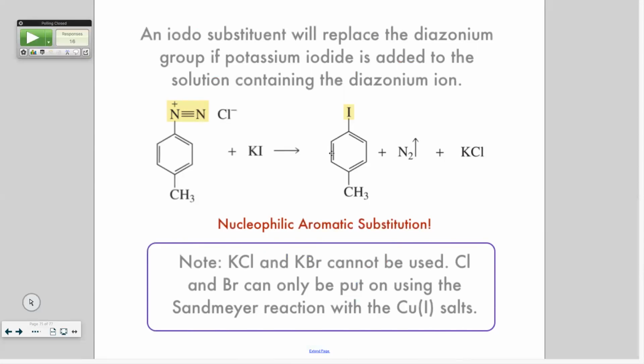Now, note that KCl and KBr can't be used. They need that copper, and they can only be put on using the copper 1 salts. And these are nucleophilic aromatic substitutions. You have to have that good leaving group. If you just took benzene and KI, you wouldn't get a reaction. Nothing will happen.